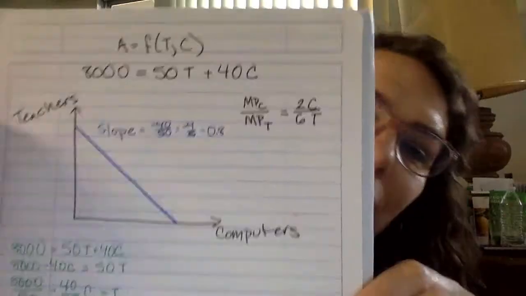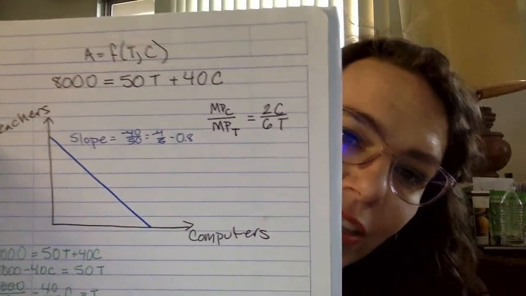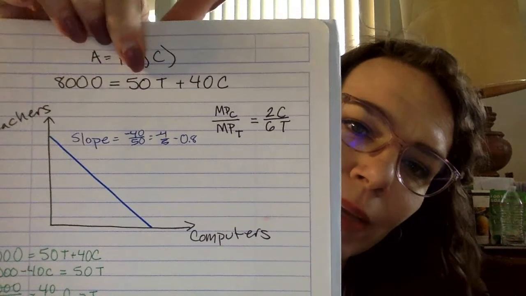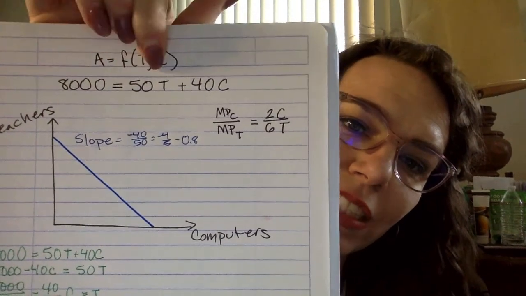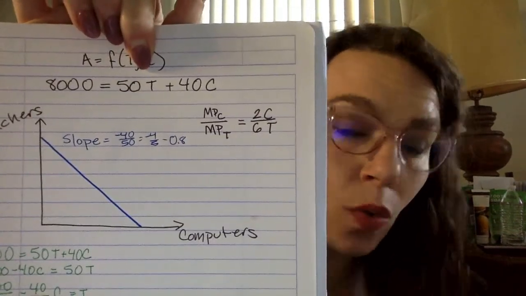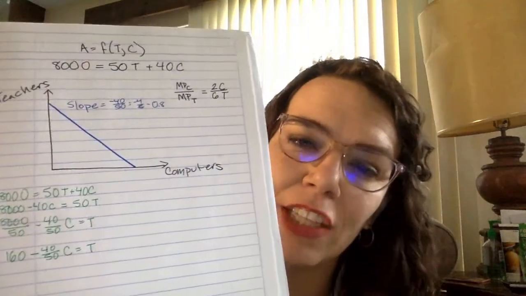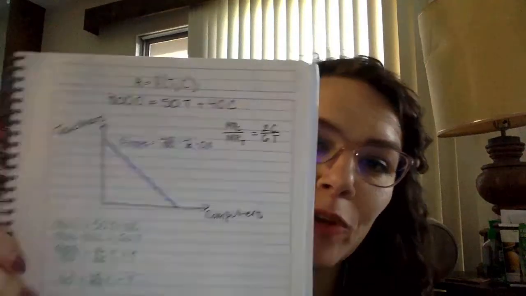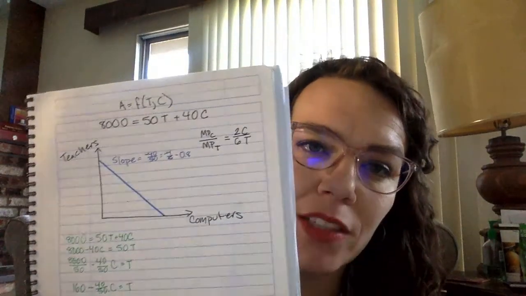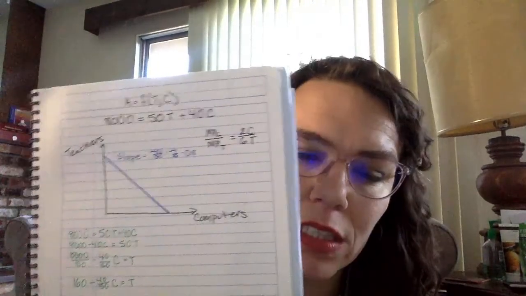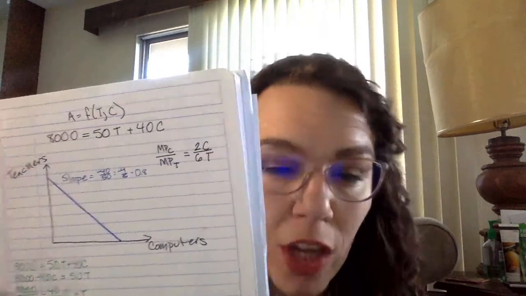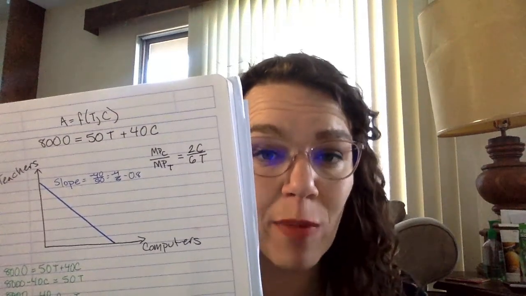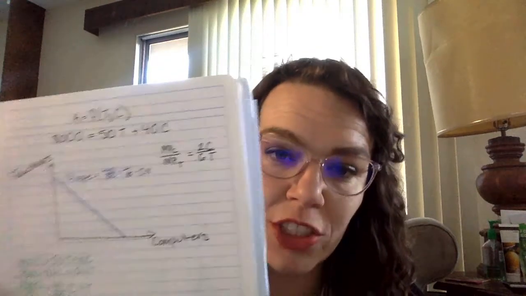And so you can write that out. And then the other thing you're going to want to do is put your endpoints on your graph. To do that, you just say, okay, if I spent all $8,000 on just teachers, how many teachers could I hire? Well, to find that, you just divide that $8,000 revenue by the cost of a teacher. So if I'm going to try and spend all of my resources on teachers, and teachers cost $50, what's 8,000 divided by 50? That's the maximum quantity of teachers, 140.